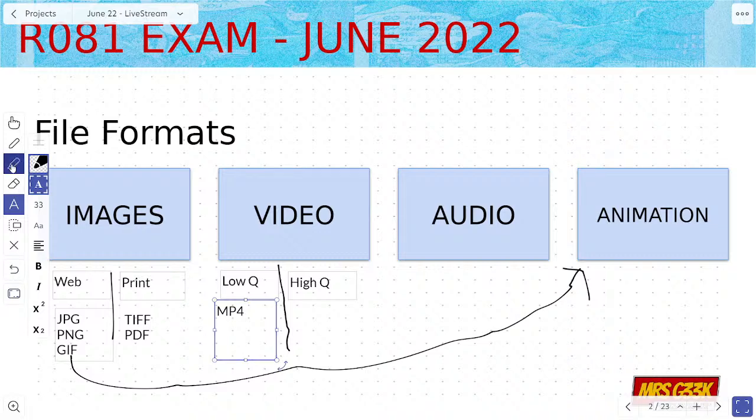Right, let's go on to your higher quality though. So there's a few more. Now high qualities, you've got your MOV, which is probably the best one to use in this case, and also you could use AVIs for high quality as well.